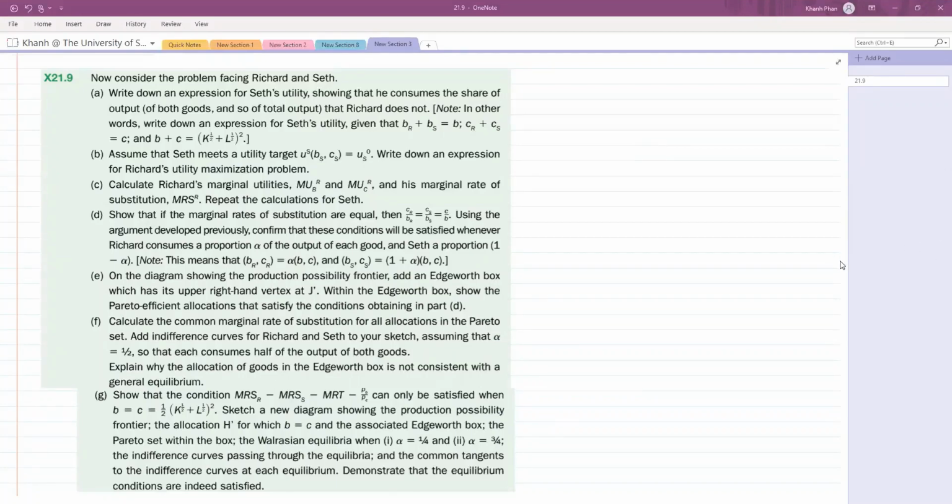So we got Recharge and Save. These are the two consumers in the market, and each of them is given a utility function. The U for Recharge is equal to BR times CR divided by BR plus CR, where B and C are basically the consumption of goods B and C. And the utility for Save is BS CS divided by BS plus CS.